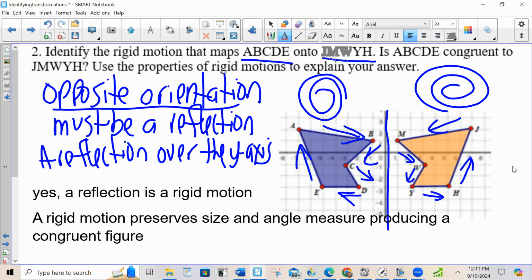Key is to check for orientation. If it's the same, it can't be a single line reflection. If it's different, it must be a single line reflection. Once you find that it's a reflection, you gotta use a little bit of geometric common sense to see what it is. We could also count from any point to its image. So like B to M is 1, 2. It's going to be halfway, so we cut that in half and we find the line there. But that's not going to be a big thing for where we're going with this.